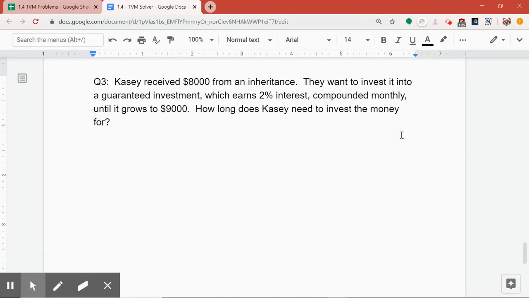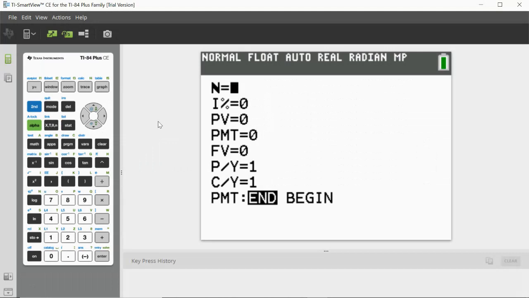Final problem. Casey received $8,000 from an inheritance. They want to invest it into a guaranteed investment, which earns 2% interest compounded monthly, until it grows to $9,000. How long does Casey need to invest the money for? So in this case, we have an initial investment and we have a final value. We want to figure out how long this has to invest for under these conditions to reach that final value. Okay, let's take a look at our TVM solver once more.